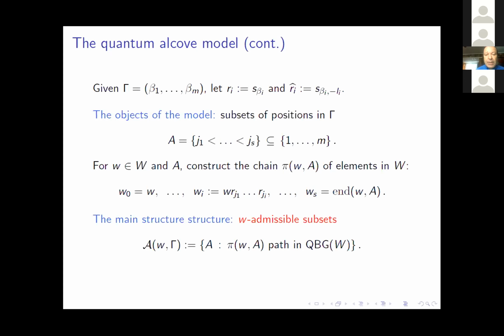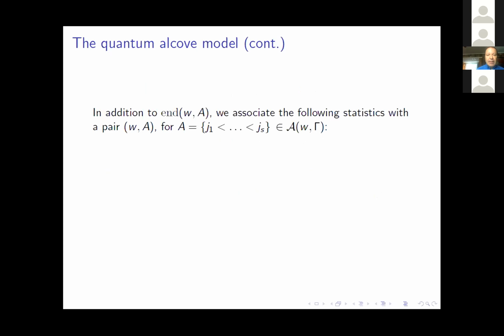Then we introduce w-admissible subsets. We don't want all the 2 to the m subsets. We only want those for which this sequence of Weyl group elements is a path in the quantum Bruhat graph. Then we have some statistics associated to a pair (w, A). First of all, we have end of (w, A), the ending Weyl group element, but we also have the weight, which is obtained by applying these affine reflections r_{j_i} hat to negative lambda, then applying w at the end, and also changing the sign.